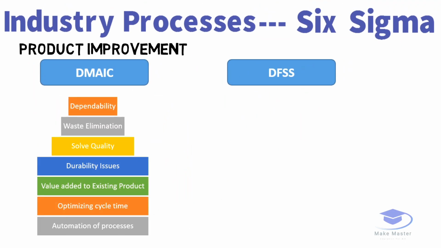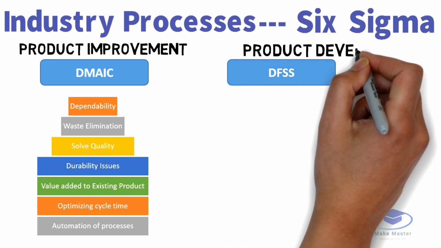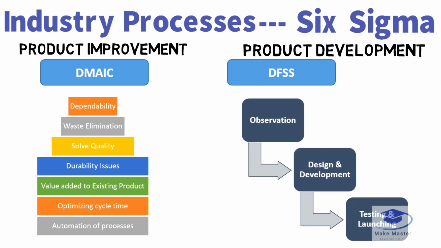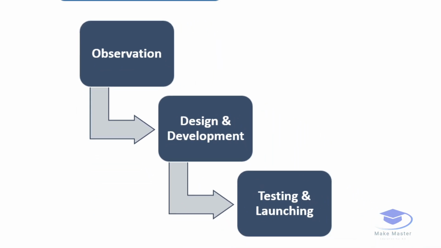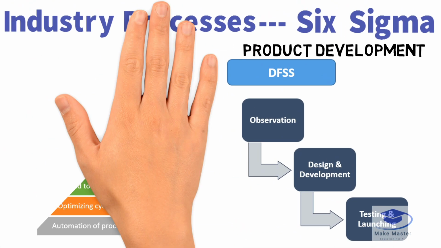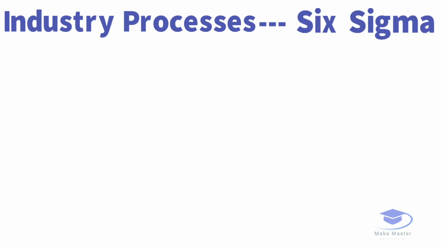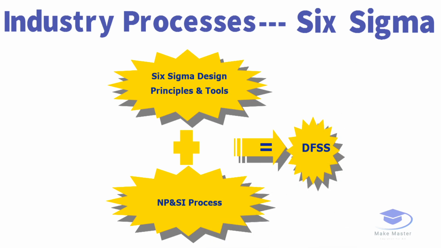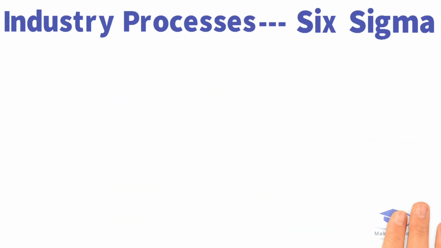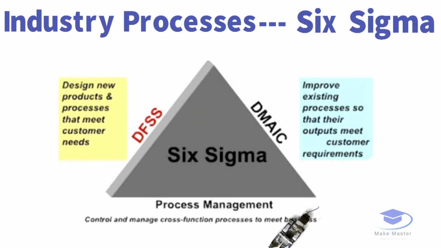Then the other one is DFSS. DFSS is Design for Six Sigma, which is mainly used in new product development. Here we can see observations, design and development, testing and launching. Six Sigma design principles and tools plus the NPSI gated processes, both together, are called Design for Six Sigma.